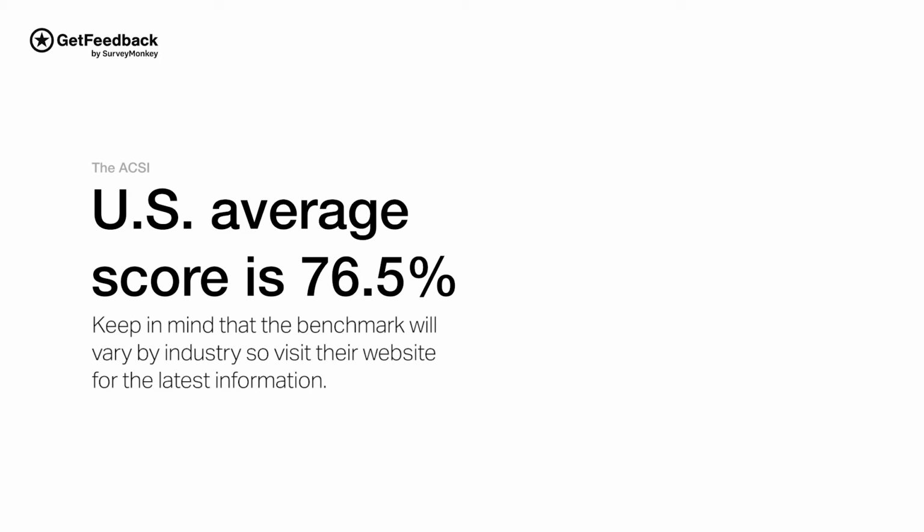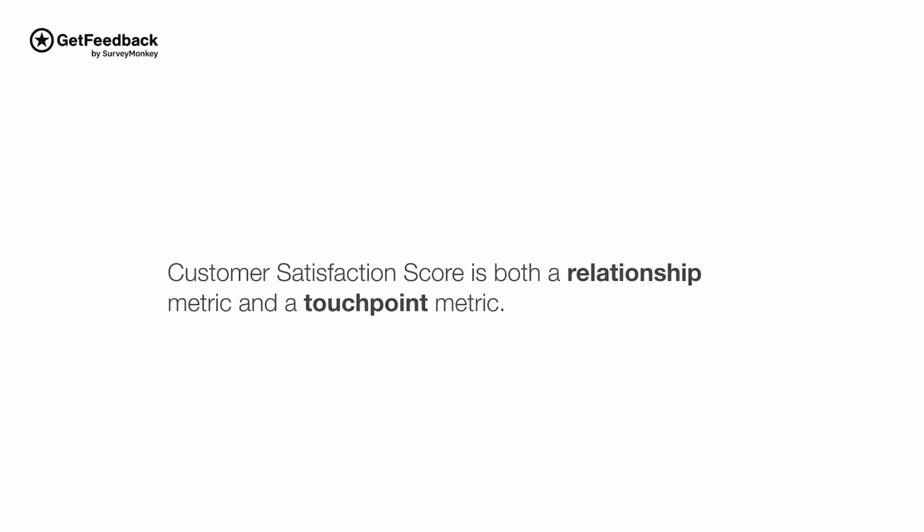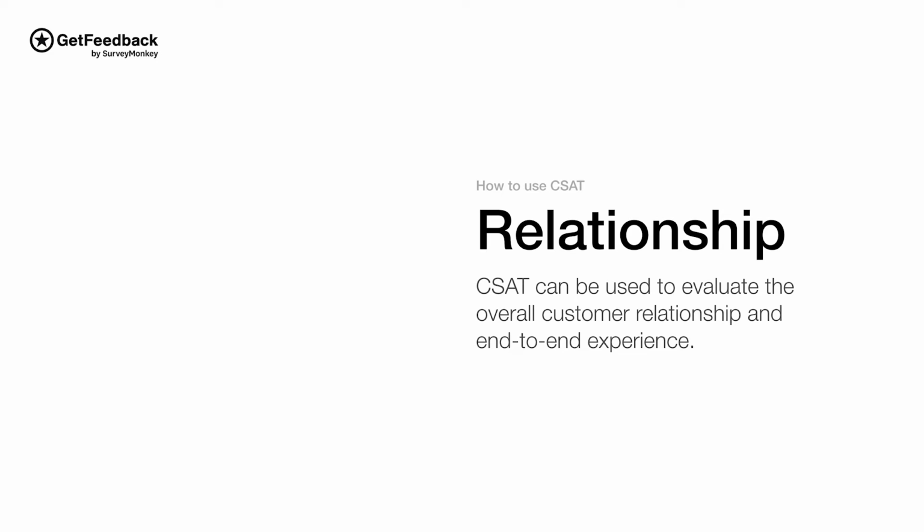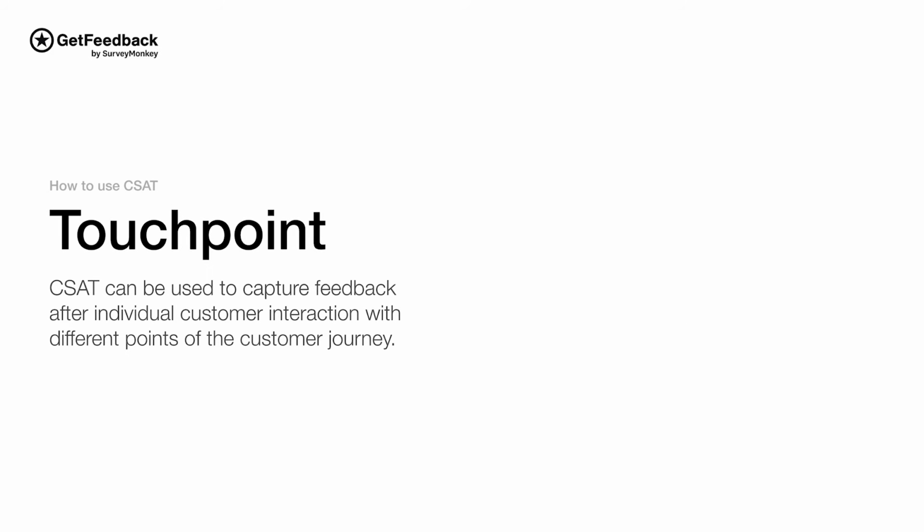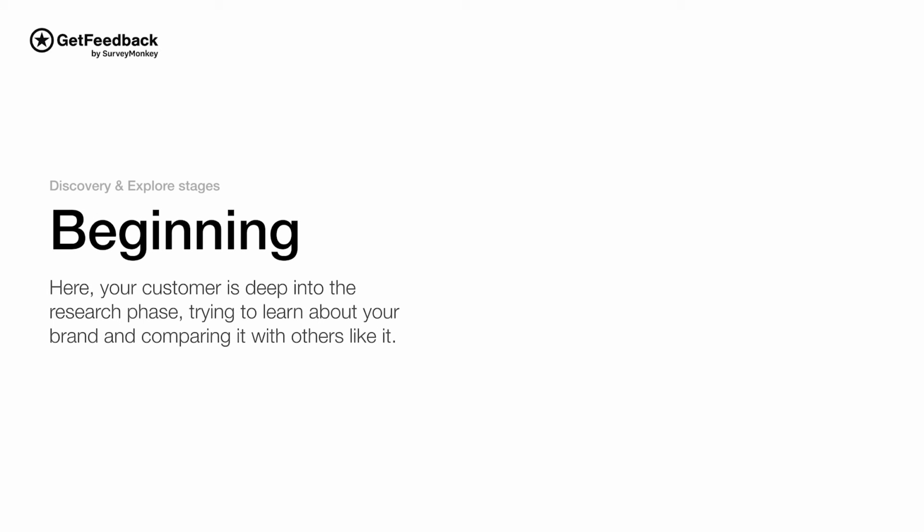Customer satisfaction score is both a relationship metric and a touchpoint metric. It's a relationship metric in the sense that it can be used to evaluate the overall customer relationship and end-to-end experience. And as a touchpoint metric, it can be used to capture feedback after individual customer interactions with different points of the customer journey. For instance, you should use a CSAT survey to measure the experience during the beginning of the customer journey, which includes both the discovery and the explore stage.